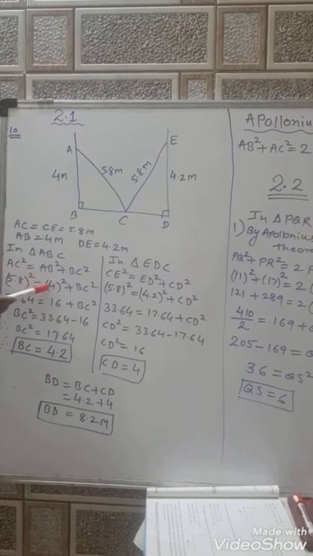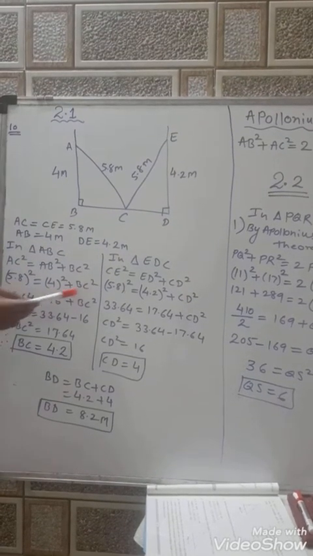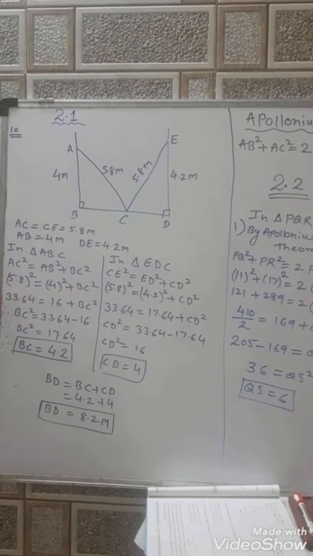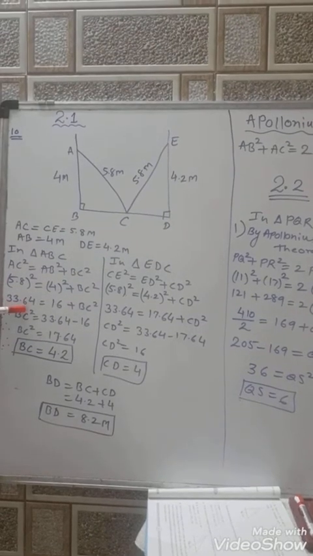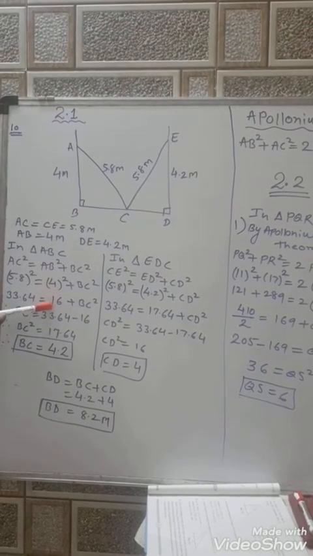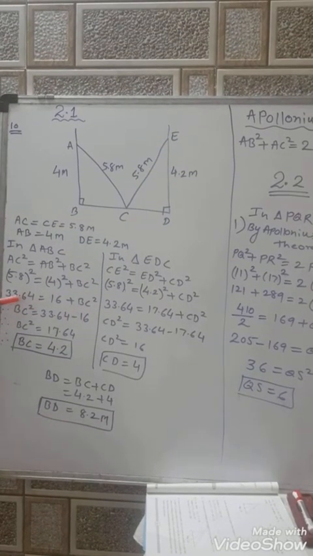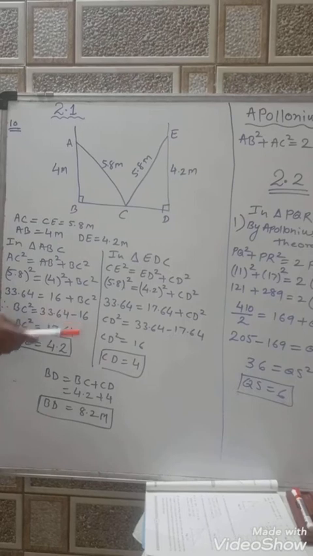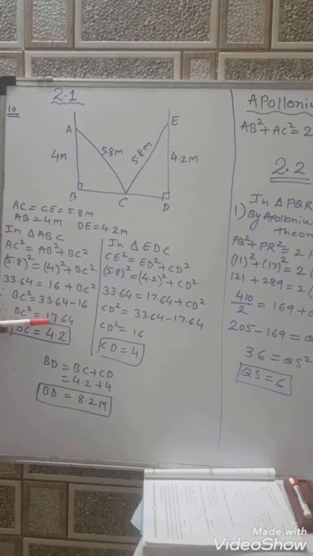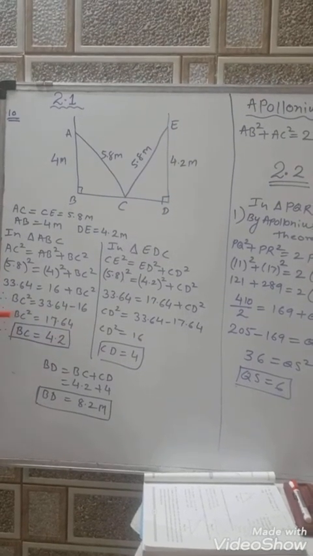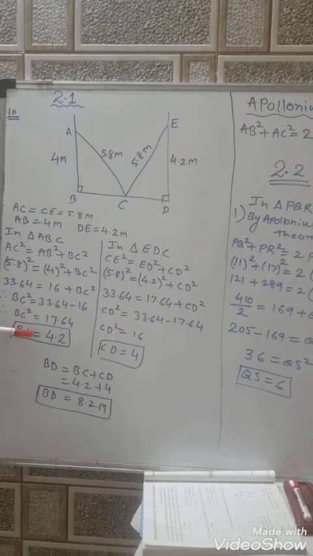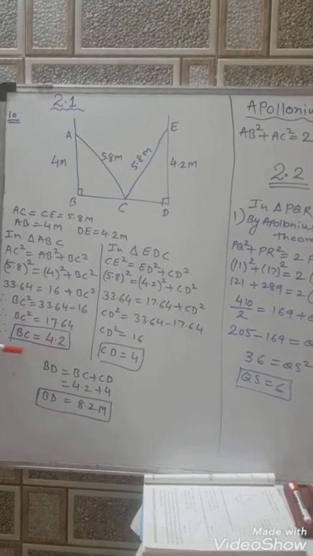5.8 the whole square equals 4 square plus BC square. 5.8 square is 33.64. 4 square is 16 plus BC square. So BC square equals 33.64 minus 16. So you get 17.64. So BC is the square root, 4.2 meter.